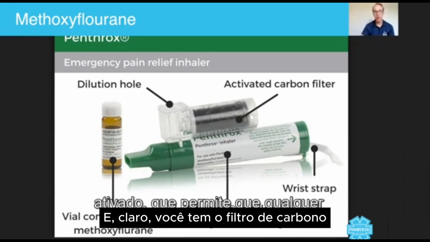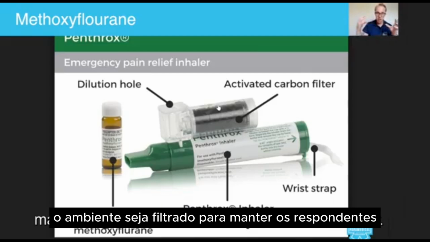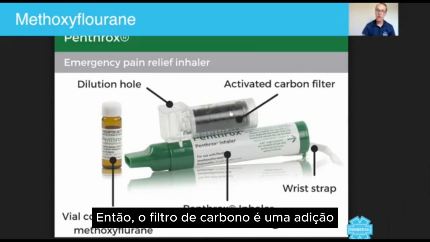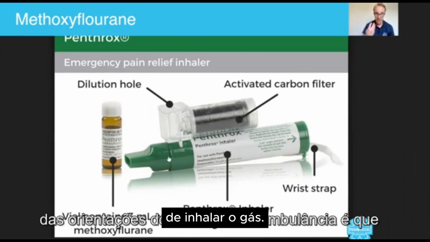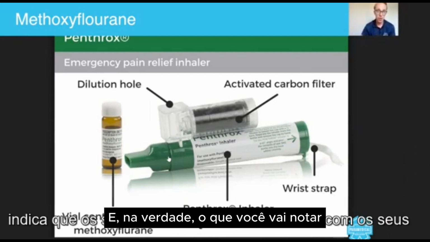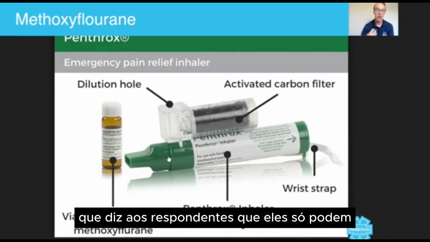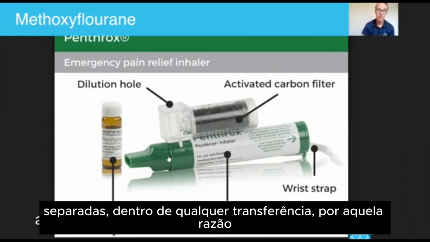that allows the drug to be converted into a special inhalation substance. And then of course you've got the activated carbon filter, which allows any methoxyflurane that's evaporated into the environment to be filtered to try and keep those responders who are using it safe. So the carbon filter is an addition to the device itself to try and protect the responders from inhaling the gas. And in fact, what you'll notice in most ambulance service guidelines is it tells the responders that they can only use this with their patients on 2 separate occasions within any shift for that exact reason.